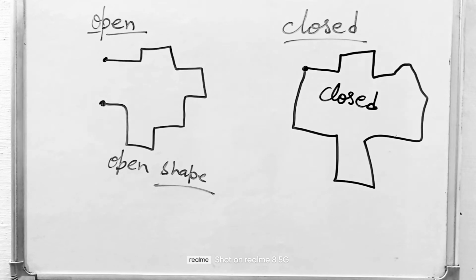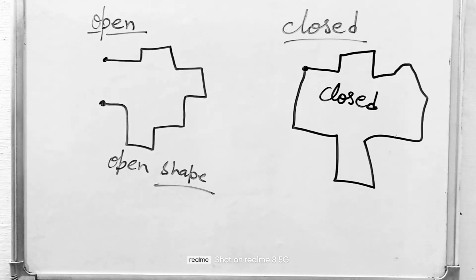It doesn't matter whatever the shape is, it should be closed. The starting and the ending point should be the same. That will be known as a closed shape. So this was about shapes, that what kind of different shapes we have. We have 2D shapes and 3D shapes, then regular and irregular shapes, and open and closed shapes.